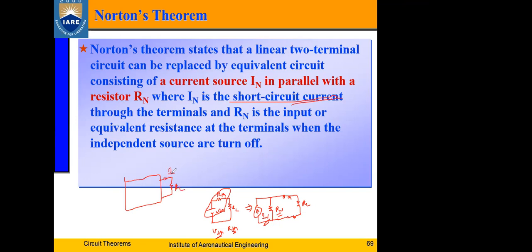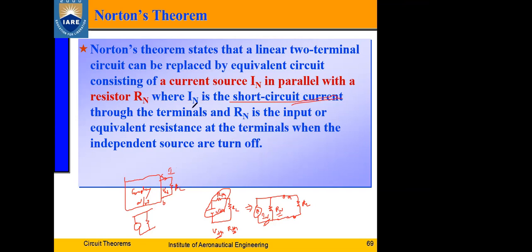So if I want to find the current here, this complex network has to be replaced with a two element network. What are those elements? One is a current source, another one is a resistance. So how do you calculate the value of the current source? Just by short circuiting these terminals. Previously we considered this as A, this as B, opened the circuit and found out VAB. Now what do we do? We will short the terminals and find the current that is flowing through them. So that is how we get the value of IN.